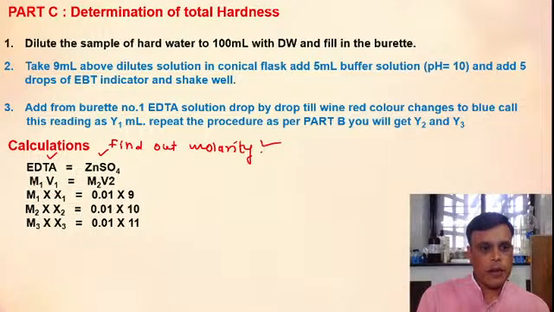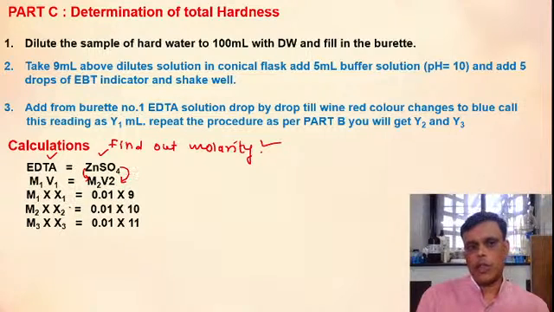Molarity of EDTA is M1 and volume of EDTA is V1. Here molarity of zinc sulfate is M2 and volume of zinc sulfate is V2. So M1 V1 is equal to M2 V2. This formula you have to use. What do you have to do? You have to use M1 V1 is equal to M2 V2, where M1 V1 is EDTA and M2 V2 is zinc sulfate.